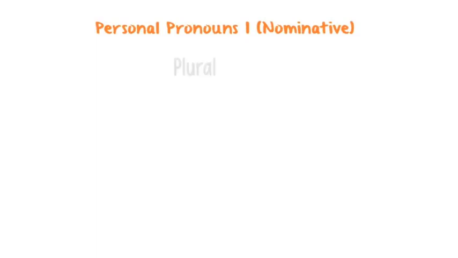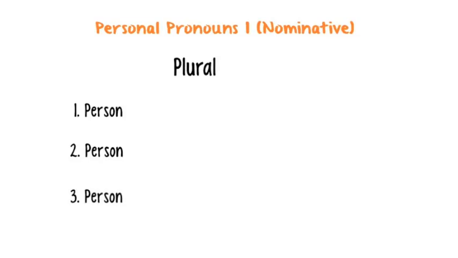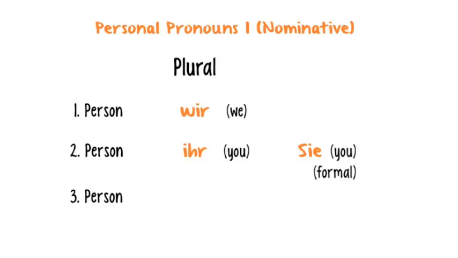Now let's continue in the plural form in the first, second, and third person. In the first person we have the word wir, which is equivalent to we. In the second person we have the word ihr, which means you. Also here in the second person plural we have the formal form of you, which is sie as well. And in the third person plural we have the word sie, which means they.